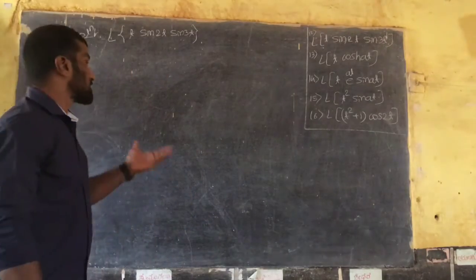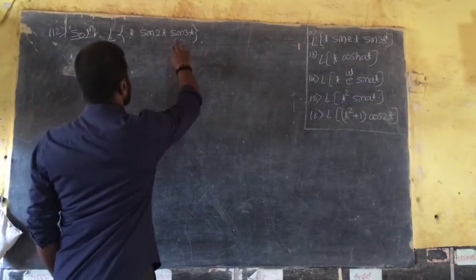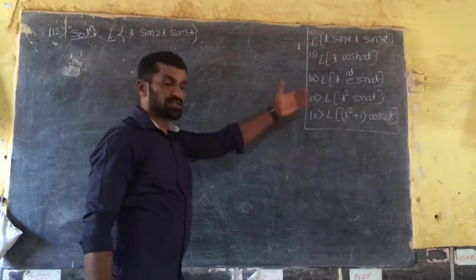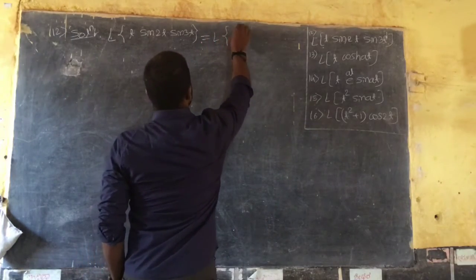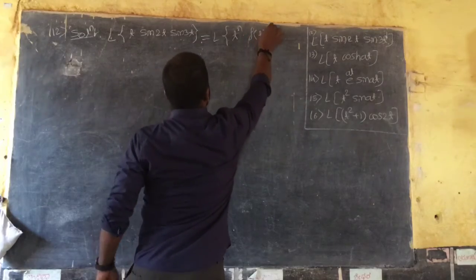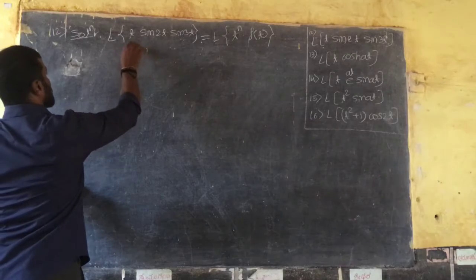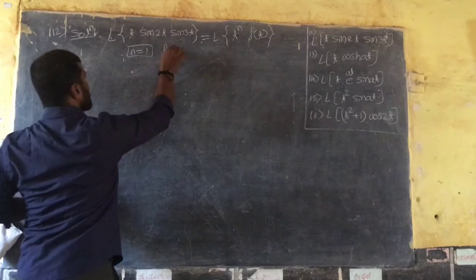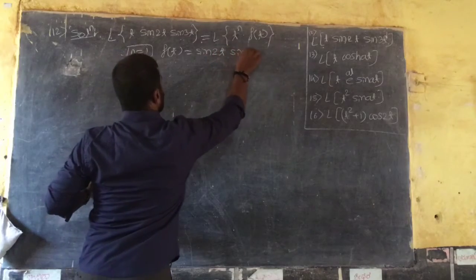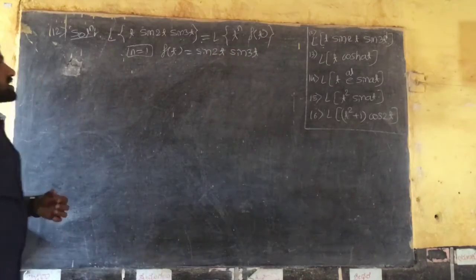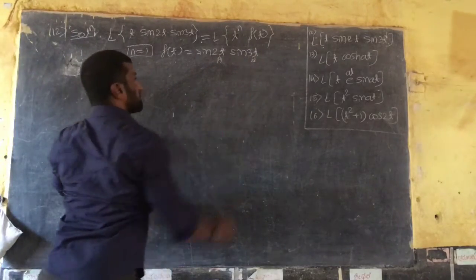Next example from derivatives: Laplace of t into sine of 2t into sine of 3t. Some examples are there. That is like Laplace of t raised to n into f of t. Therefore n is equal to 1, and function f of t is sine of 2t into sine of 3t, so apply the sine A into sine B formula.